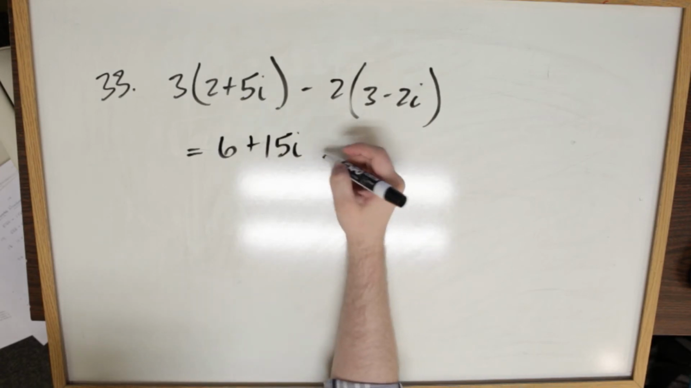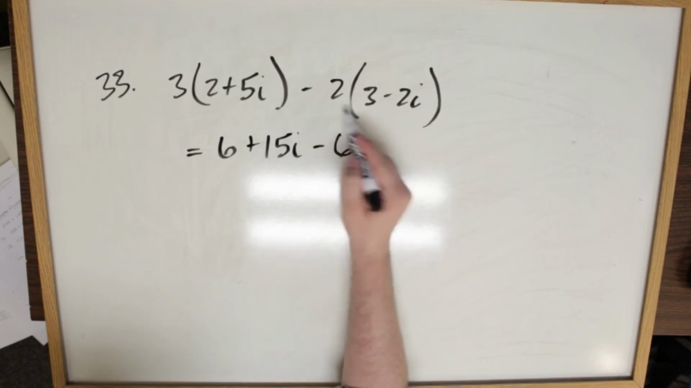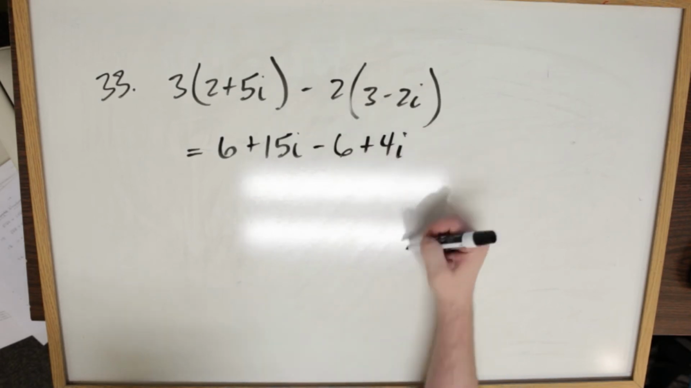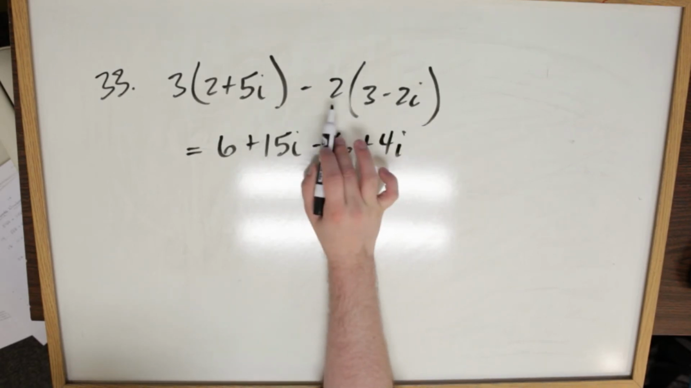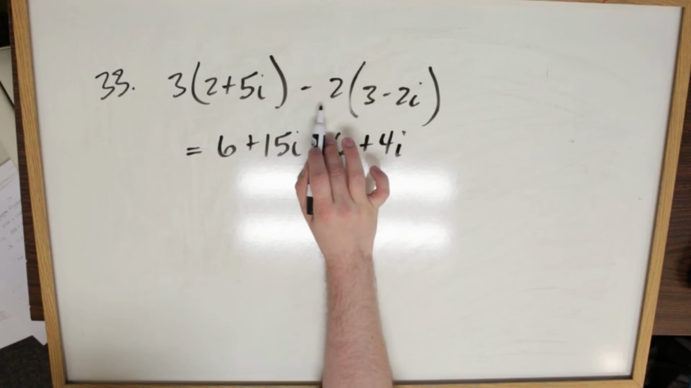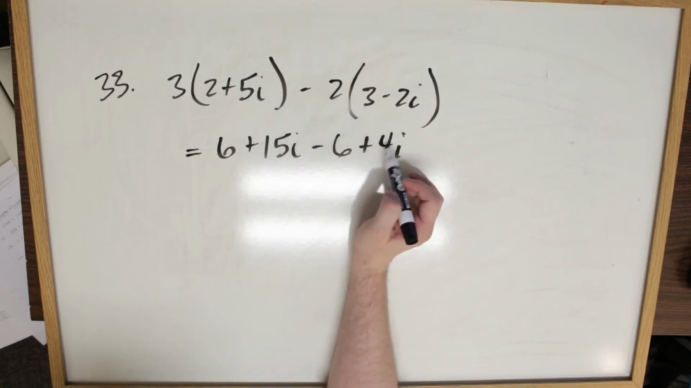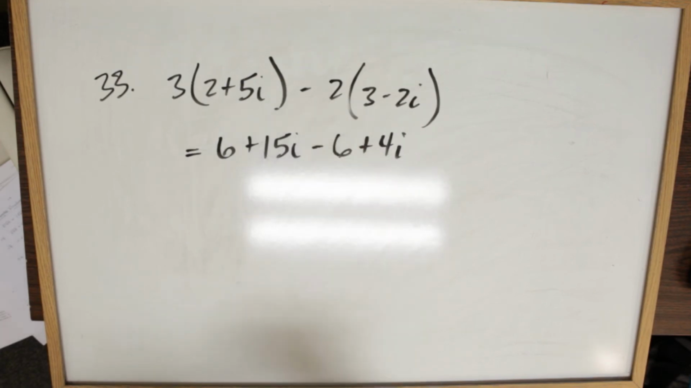Minus 2 times 3 is going to be a minus 6. Minus 2 times a minus 2i is a positive 4i. This is usually where a lot of people get tripped up. They'll take this number and forget that there's a minus sign in front of it, and so they'll just say, oh, the minus 2 times is going to be minus 4. So that's something to be aware of. Make sure that you're distributing that minus sign as well.